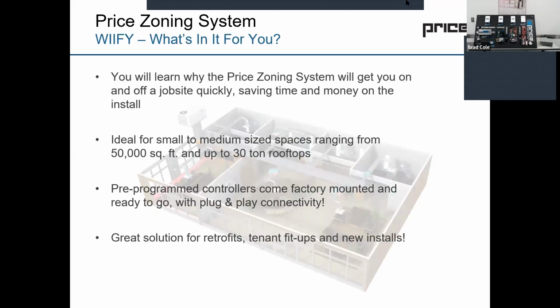All right, so what's in it for you? You'll learn why the Price zoning system will get you on and off a job site quickly, saving time and money on the install. This is ideal for small to medium-sized spaces ranging from 50,000 square feet and up to 30-ton rooftops. So essentially, this is our 50-30 rule, and I worked with Ed Fruth. We were out in the Ohio area earlier this year, before all this crazy COVID stuff happened, in February, and we came up with this cool little cheat sheet or rule for this type of application. We called it the 50-30 rule, so I like that.